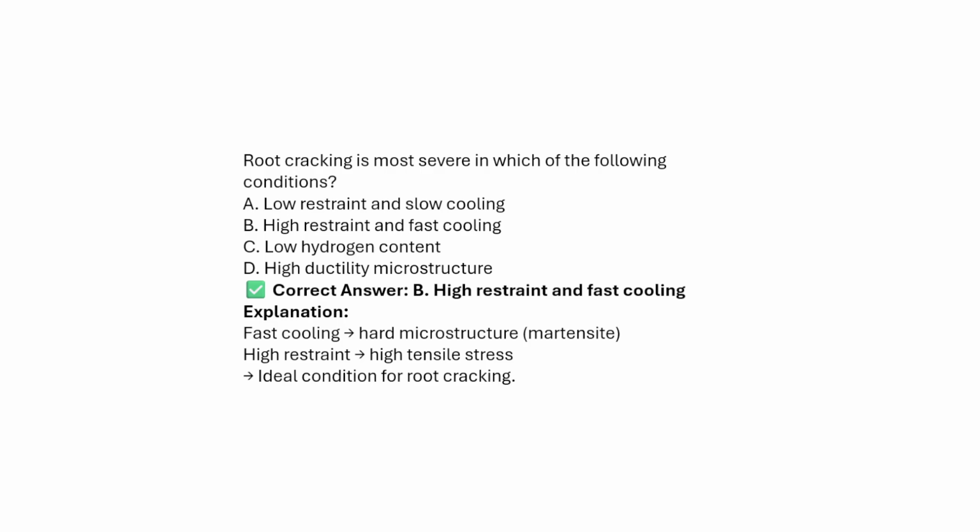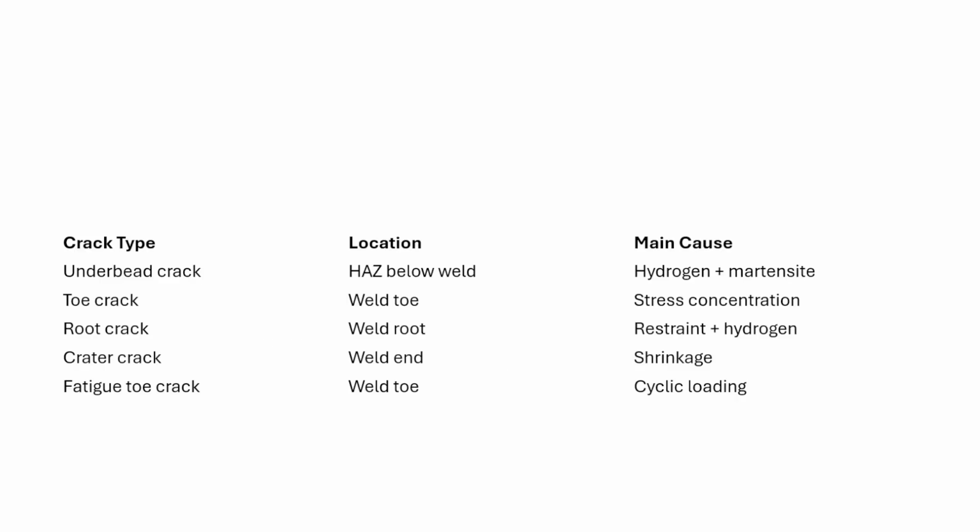The answer will be high. Generally, root cracking is due to high restraint, and if you do faster cooling, that will accelerate this process. Faster cooling results in a harder microstructure like martensite, and higher restraint will result in higher tensile stress. Both of these will result in the formation of hard root cracking. So, these are some of the key points.